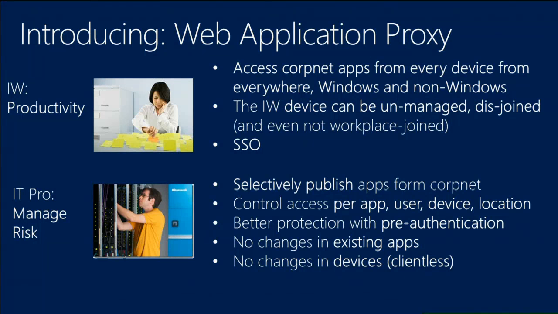So that's kind of powerful and different than the other two types of remote access categories that I showed in the previous slide. Pre-authentication, we're going to talk more about that today. That's one of the key value propositions that the web application proxy does. It authenticates the request before it lets it route through to the back end of your organization.